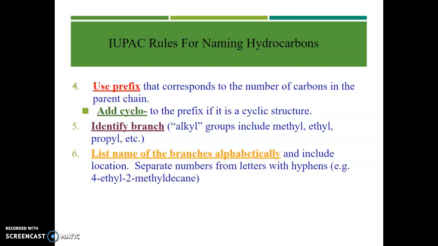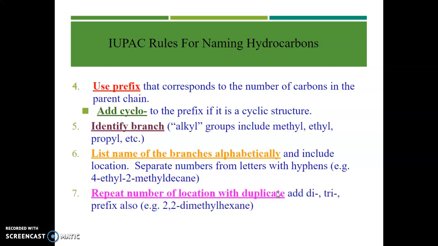All right. If you have multiple branches, you must list them alphabetically. That does not mean they must go numerically, because like the example that I have here, 4-ethyl, 2-methyl, E comes before M. That's why we listed it first, even though it may be on the fourth carbon. So you always list it alphabetically, not based on where they are. All right? But you do have to tell me where they are too. Right? You'll also see that the number and the name or the word are separated by a hyphen, right? They're not separated by a comma.